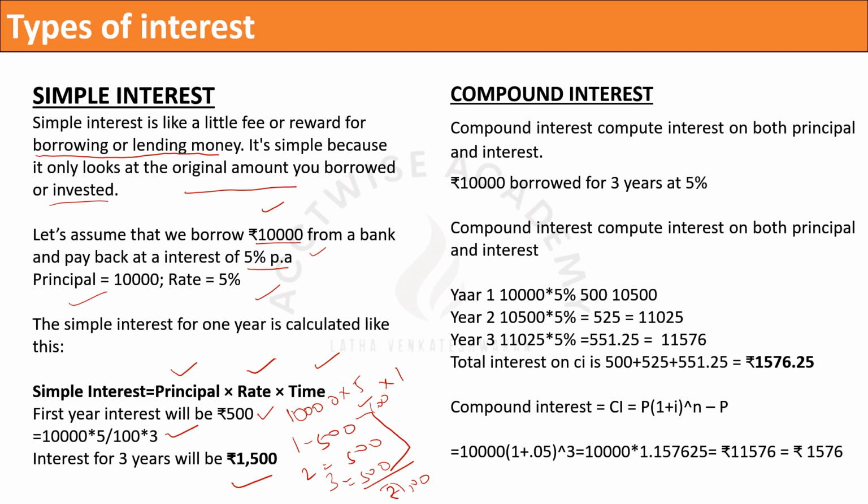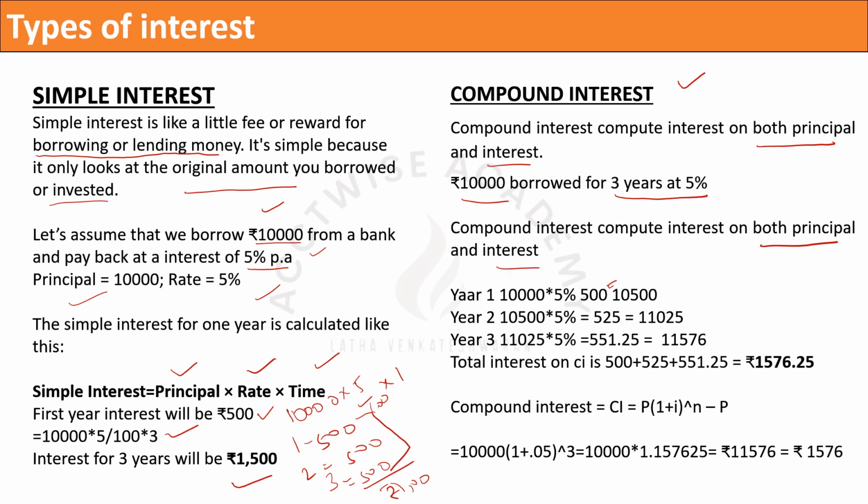Now let's see what is compound interest. Compound interest computes interest on both principal and interest. Let us take this same example, ₹10,000 borrowed for 3 years at 5%. That is what we saw.